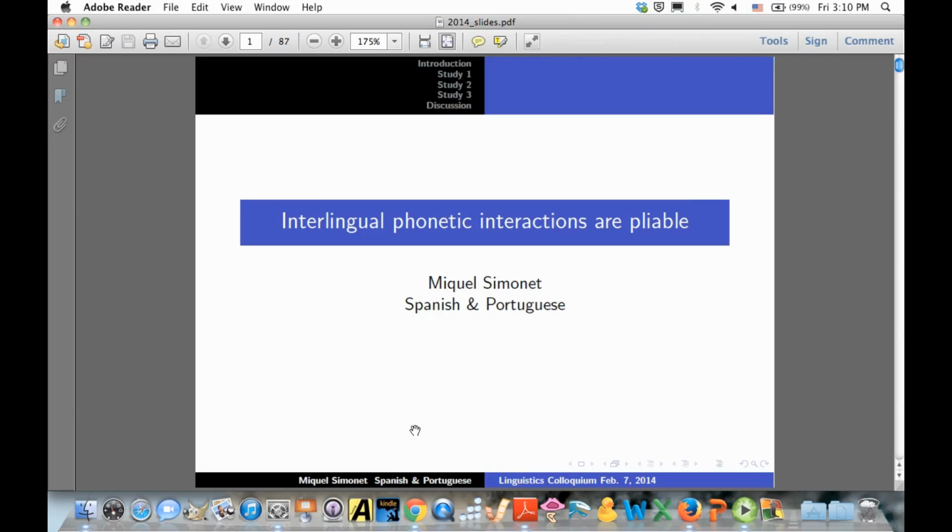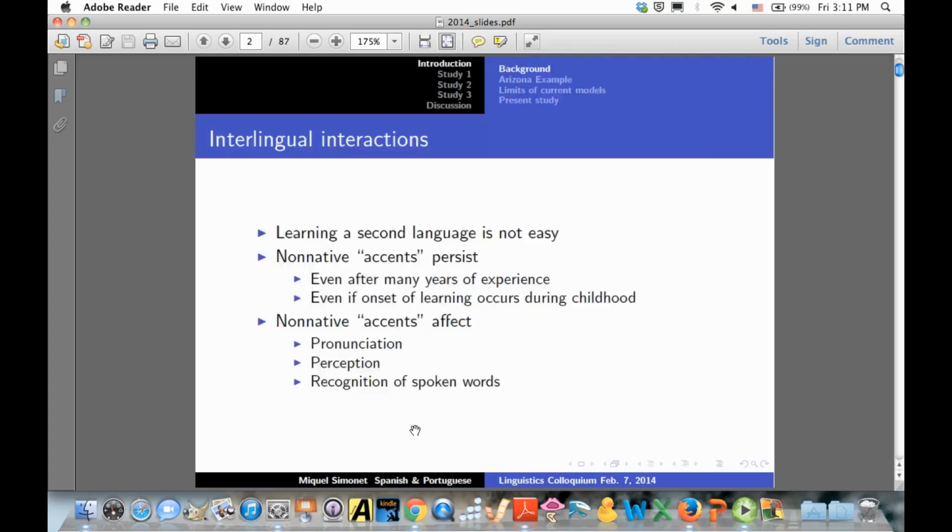So you'll hear a lot more about Catalan-Spanish bilingualism today from a slightly different perspective of what I've been doing so far. So let me start with something that might be shocking to you, and please don't quote me on that, but learning a second language is not easy. And we know that non-native accents persist even after many years of experience with the second language, and even if we learn the second language very early in life.